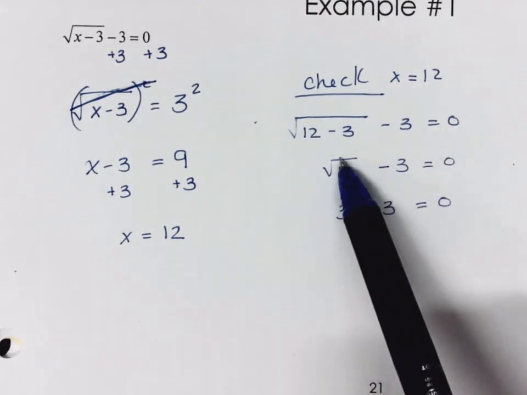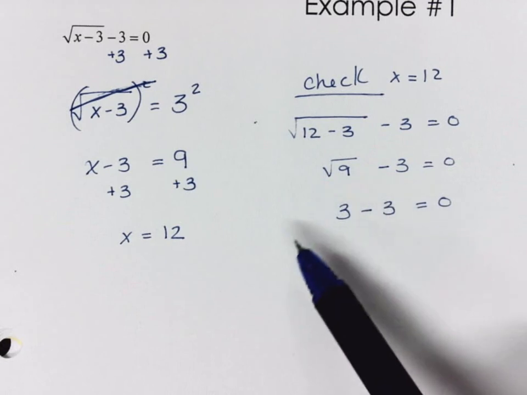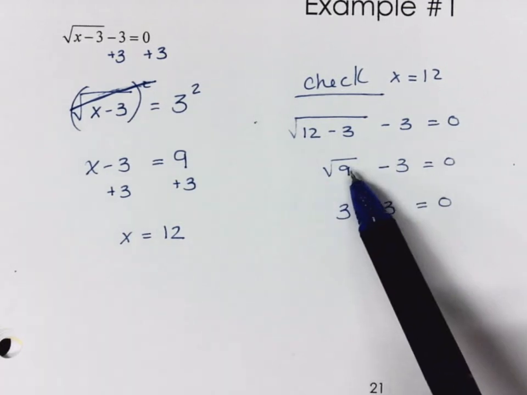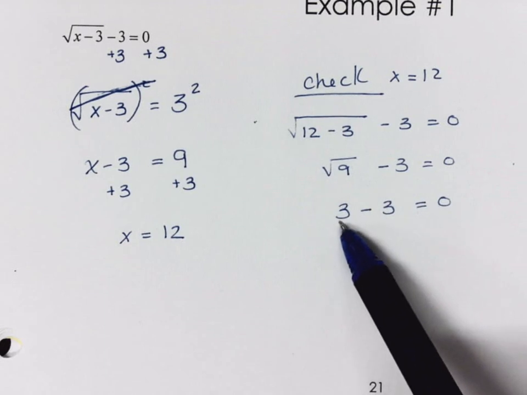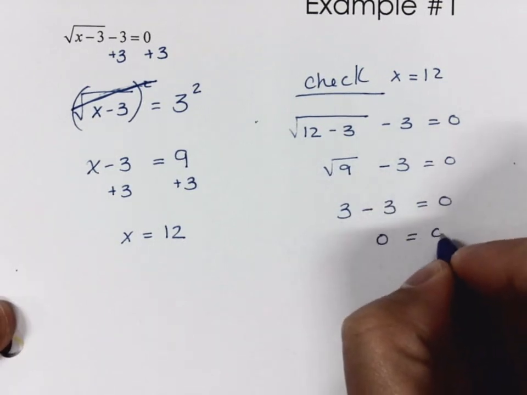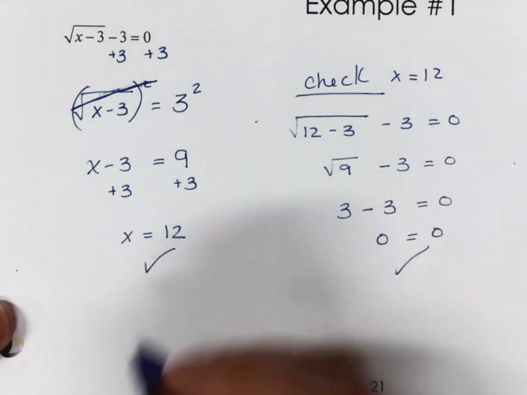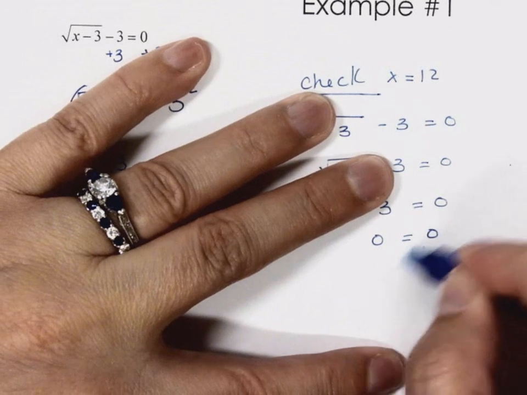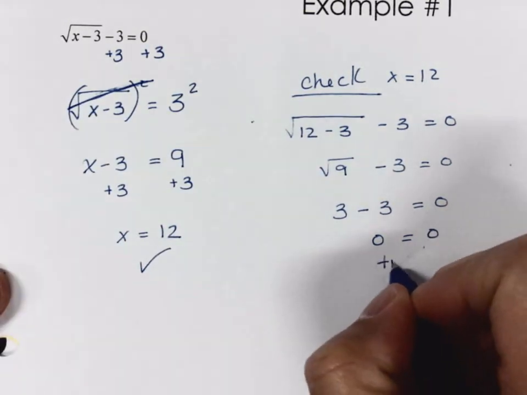When you're doing your check, you're going to pick the positive principal root. You don't have to worry about the negative 3 there. We're going to go with the positive principal root, so I'm just using the positive 3 here. Is this a true statement? It is, so that's good. My answer's good. Maybe I should write true over here instead of a check mark.